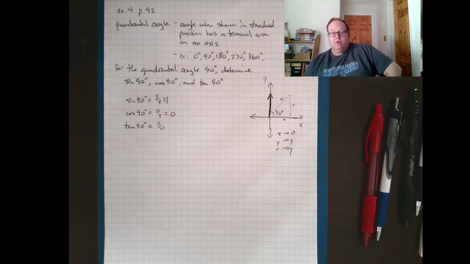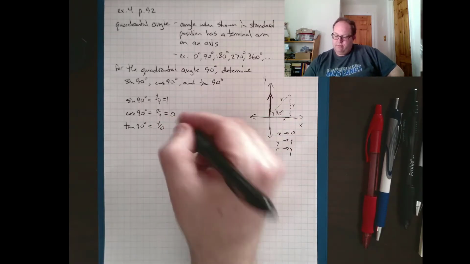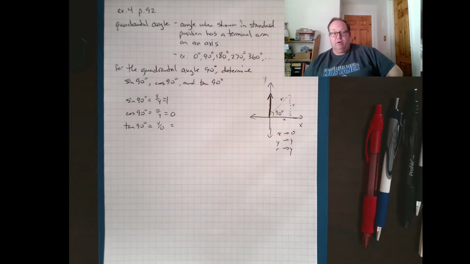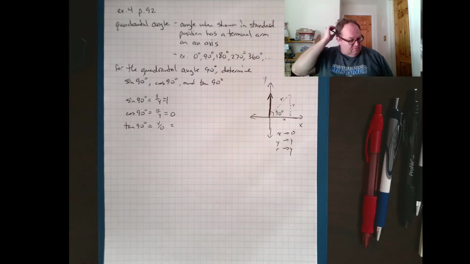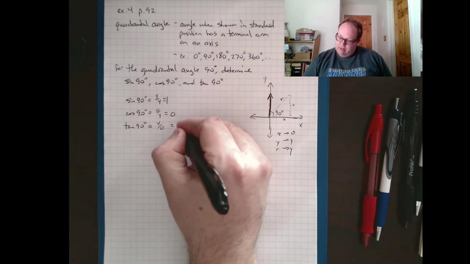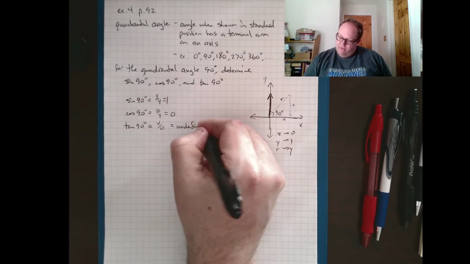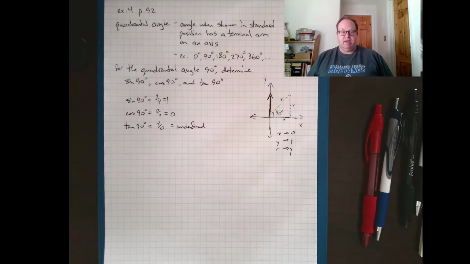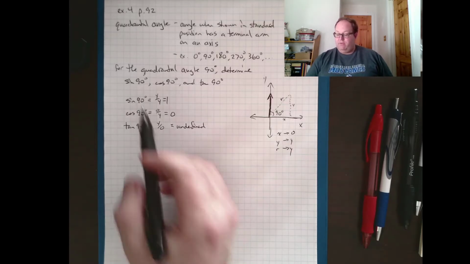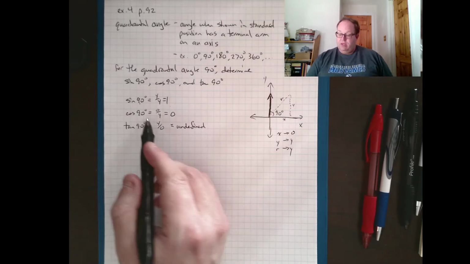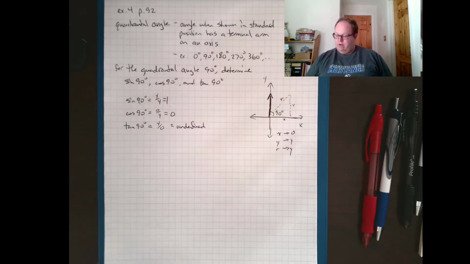Now, what happens when you divide something by 0? Math explodes. So basically the tangent of 90 degrees is undefined. There is no value for a tangent of 90 degrees. If you go to your calculator, if you do sine 90, it should give you 1. If you do cosine of 90, it should give you 0. If you do tangent of 90, it should give you undefined.